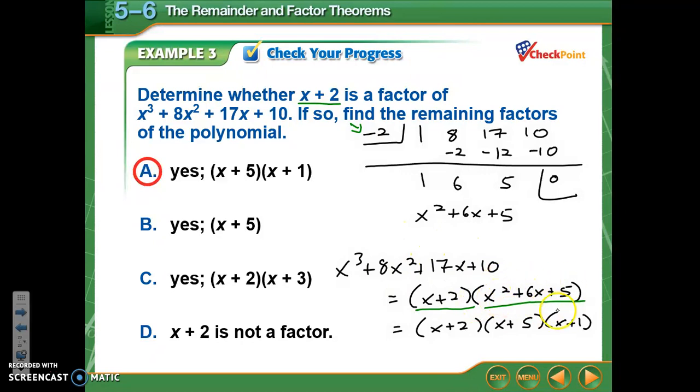Now I'm going to see if I can continue to factor. In this case, x squared plus 6x plus 5 does factor into x plus 5 times x plus 1. So notice here in our answer it's yes, x plus 2 is a factor, and the remaining factors, meaning the other two factors that are not x plus 2, are x plus 5 and x plus 1.